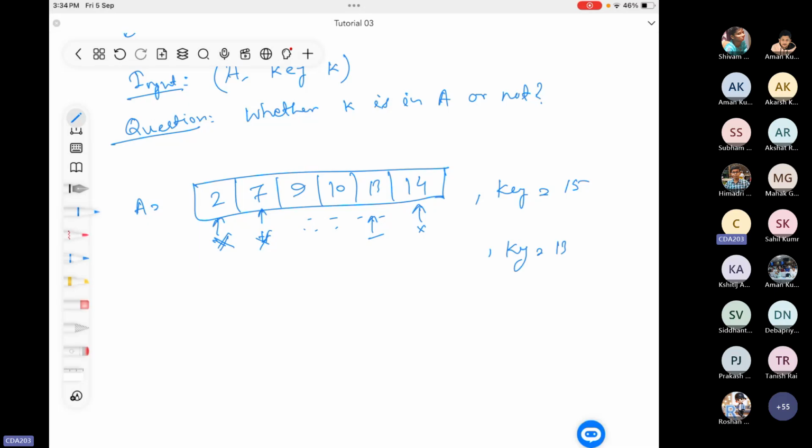In here, first will be the key. Yes, if the first element is the key, then you will directly get the solution. So it can solve for the best case running time. Order 1, and the best case corresponds to the first element of A being the key. And what is the worst case?